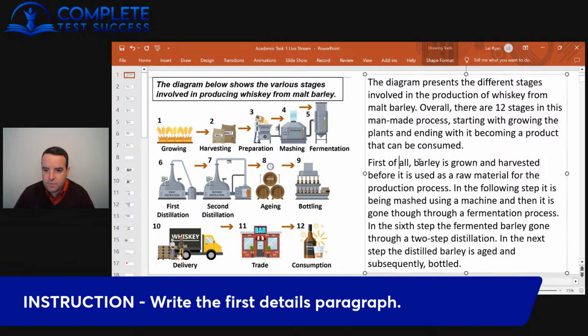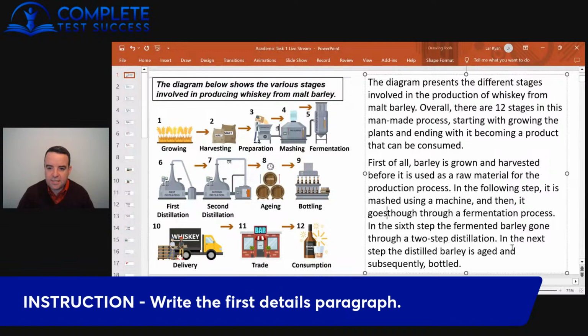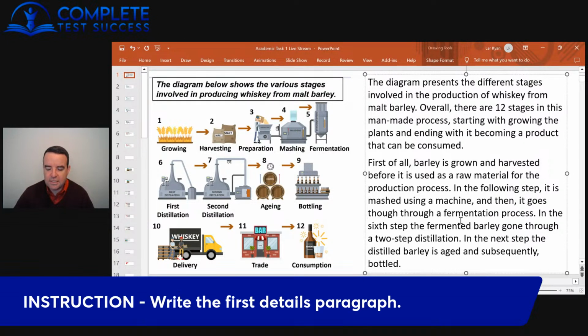Okay, so first of all, barley is grown and harvested before it is used as a raw material for the production process. In the following step, it is mashed using a machine, and then it is gone through a fermentation, just it goes through. So this time it's an active structure because it's the barley that goes through the fermentation process, not somebody. It's not that somebody does that to it, it's that it is the one doing that thing. So it goes through a fermentation process.